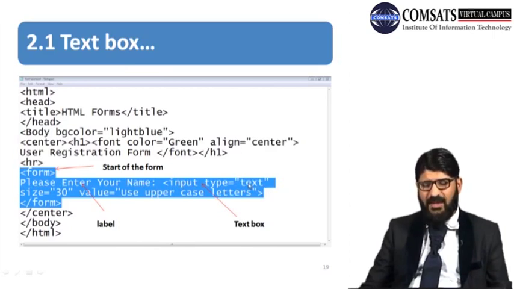The value that is to be entered will be in the form of text. Size will be 30 and value will be in uppercase letters. The value will come in uppercase letters, and this will be displayed inside it. And the form is closed and then centered. What is centered? User registration form, that is centered, and then the body tag is closed and then the HTML tag is closed. So what will be the output of this text box code?